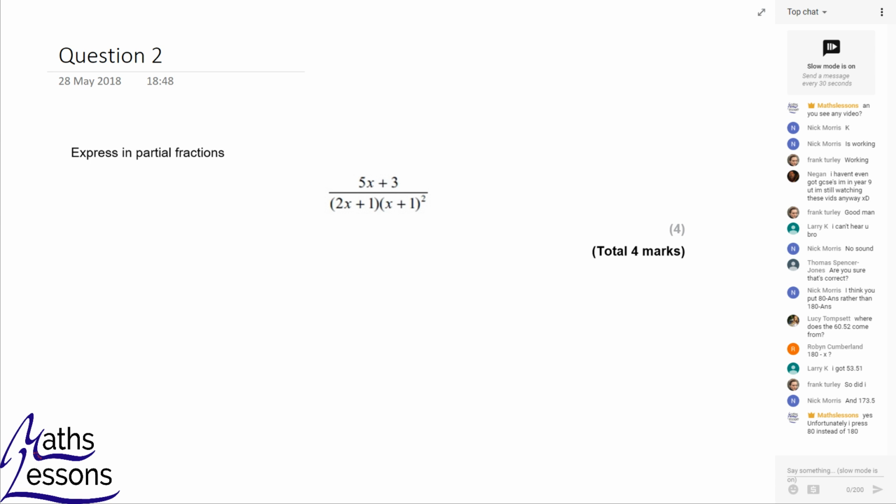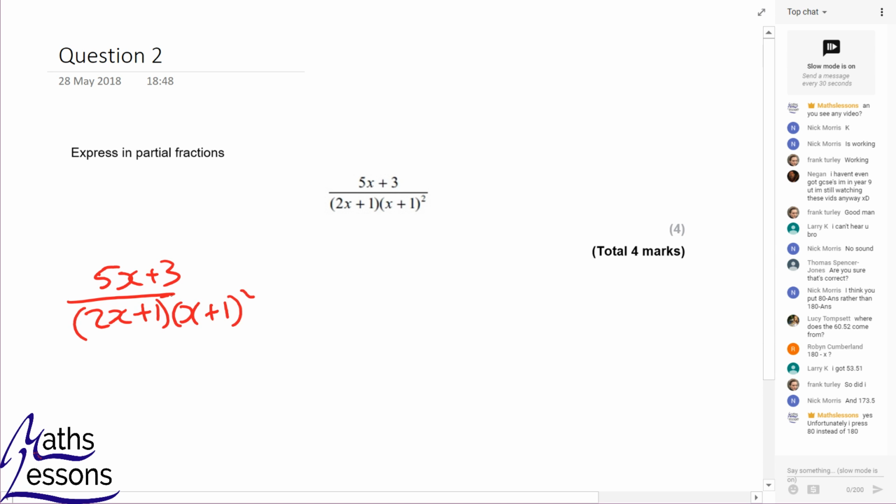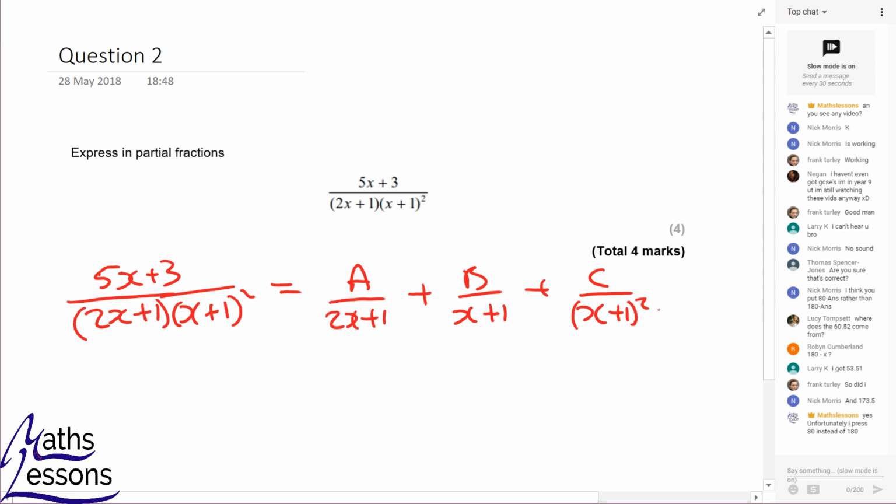Okay, let's have a look at this. So we're going to let (5x plus 3) over (2x plus 1)(x plus 1) squared equal a over 2x plus 1 plus b over x plus 1 plus c over (x plus 1) squared. Now, I'm not going to go into the reasons why we do this for repeated factors, but it's what we always do for repeated factors. It's not the scope of this video, it's just revision.